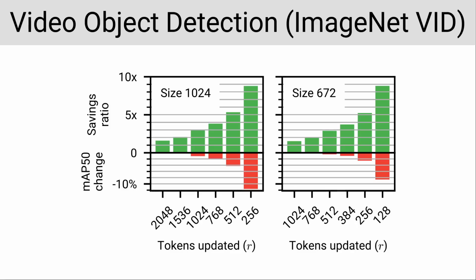We evaluate our approach on video object detection using the VidDet model. We test both with 1024 resolution and 672 resolution inputs. These plots show the number of updated tokens on the x-axis and the computation savings and accuracy change on the y-axis. We observe significant compute savings with only minor reductions in accuracy.